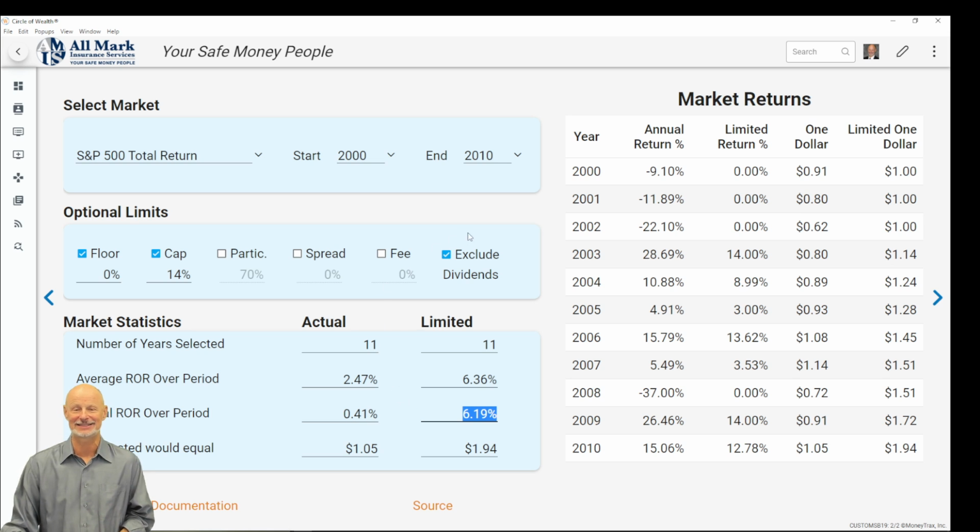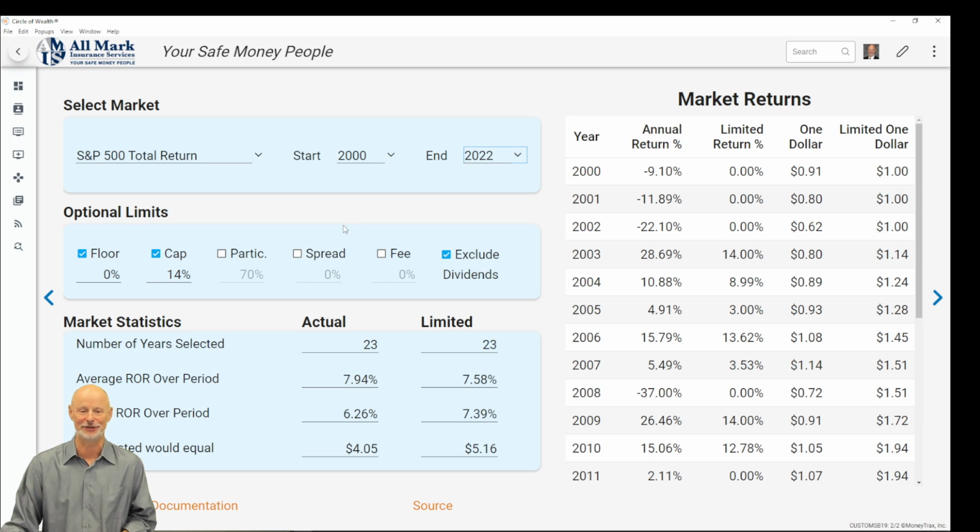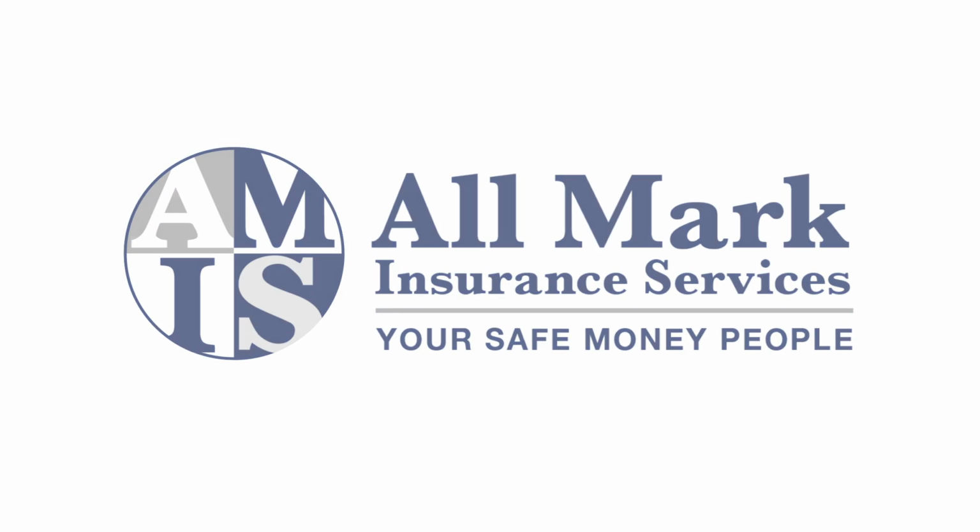Now, if we took that same period of time and we ran it up here to 2022, you can see that over that period of time, my actual return with the limited was 7.39. So as you can see here, you started with $1, you ended up with 405, I ended up with 516. So I don't know which one you prefer to do, but for me, I believe that avoiding the losses is always more important than picking the winners.